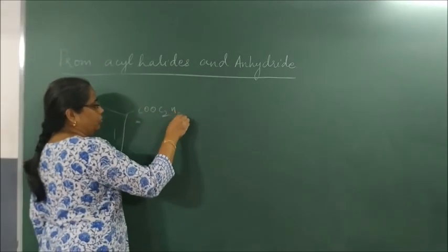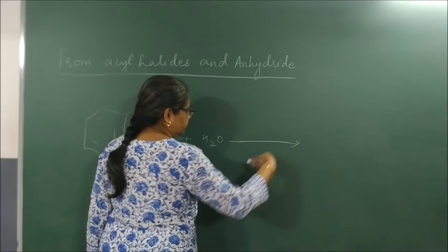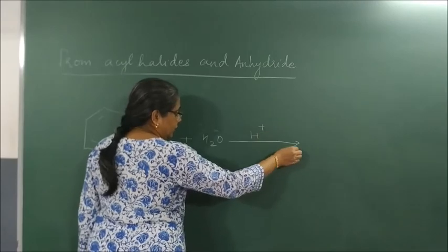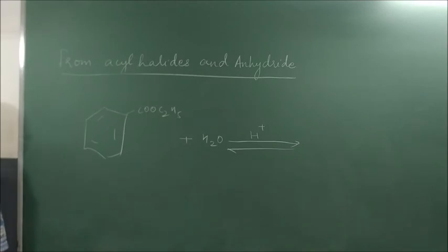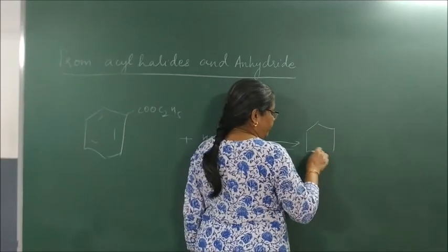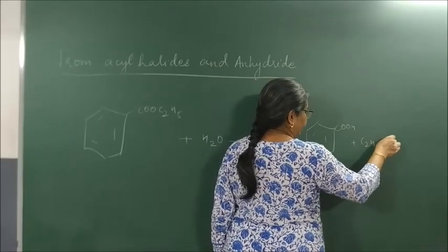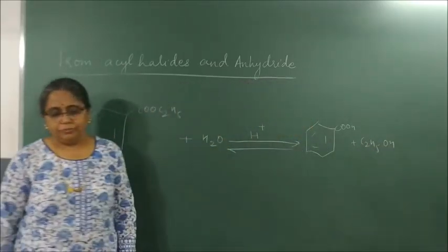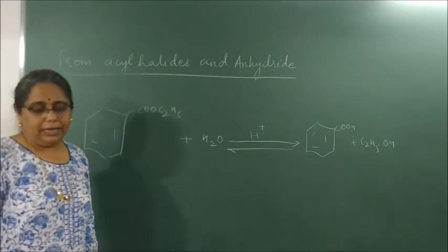C6H5COOC2H5 plus H2O. In presence of what medium are we doing it? In presence of H plus. Whenever you hydrolyze an ester, you get one acid and one alcohol. So you get what? C6H5COOH plus C2H5OH. What is the acid formed? Benzoic acid and alcohol. Alright, alkaline hydrolysis.